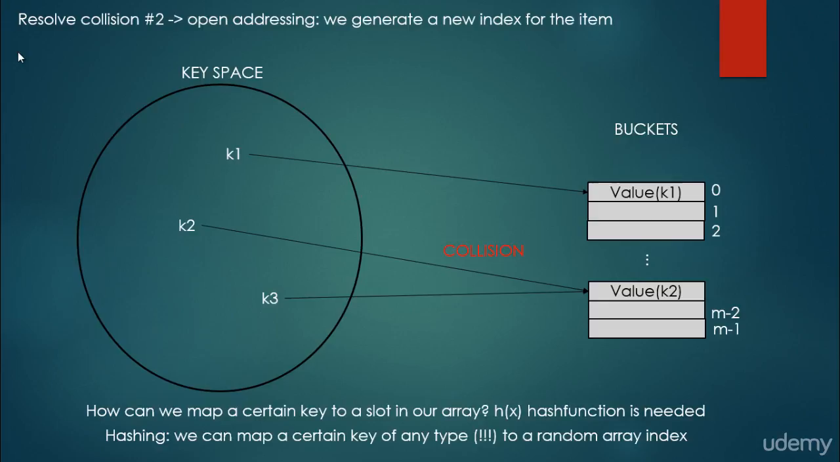Then what do we do? Open addressing suggests that we should generate a new index. We can increment the index by 1. This is the linear probing open addressing. We just shift our index, and because m-3 wasn't empty, we came to the conclusion that maybe the array index m-2 is empty, and in this situation it is empty, so it is a good solution. So this is the open addressing.